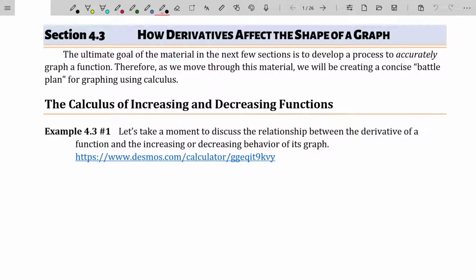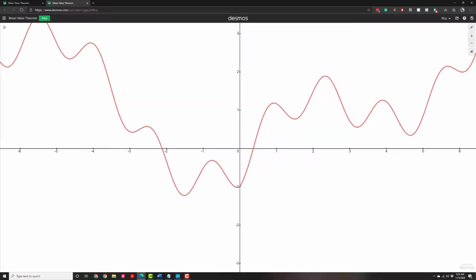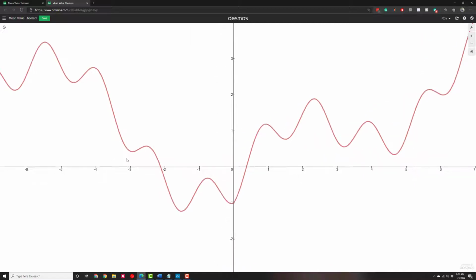So we'll start this discussion by talking about the calculus of increasing and decreasing functions. And this is actually a gentle introduction to that topic. So let's take a moment to discuss the relationship between the derivative of a function and the increasing or decreasing behavior of its graph. Here we have a wonderfully fun looking function. It doesn't really matter what the function is, but you can see it's very jagged. It's got a lot of wiggliness to it, right? And so we're going to take a few moments here to talk about the derivatives and what that implies for the behavior of this graph.